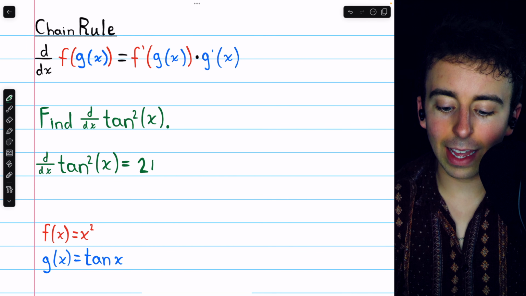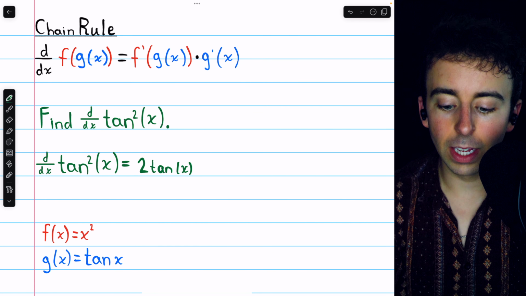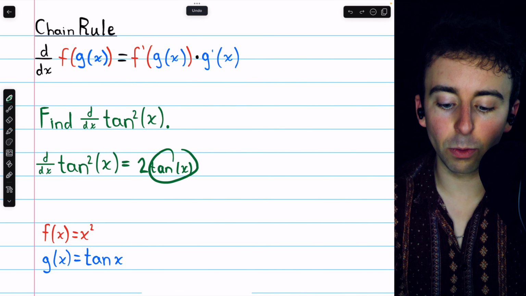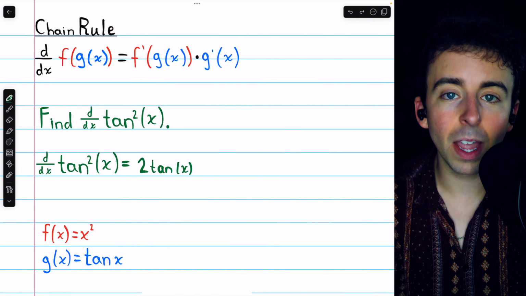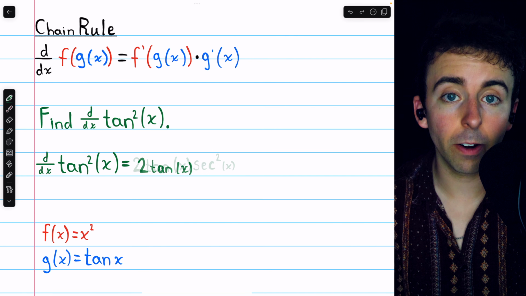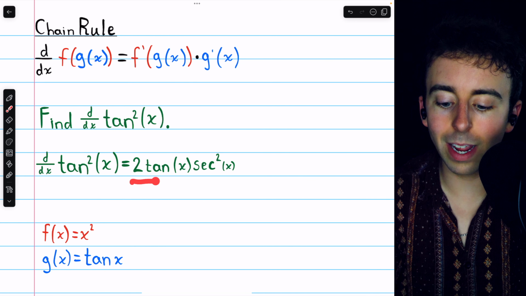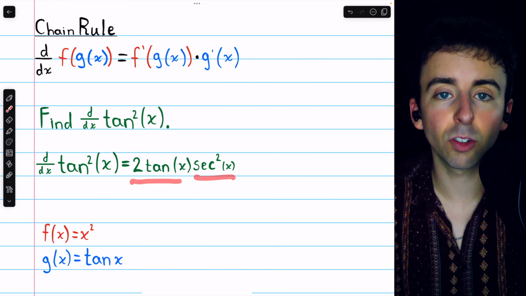And once we have that, 2 times tangent, all that's left is to multiply by the derivative of the inside function. The inside function is that thing that was being squared, the tangent function, and its derivative, our g prime, is secant squared. And so we get our final answer. The derivative of tangent squared of x is 2 tangent of x times secant squared of x.